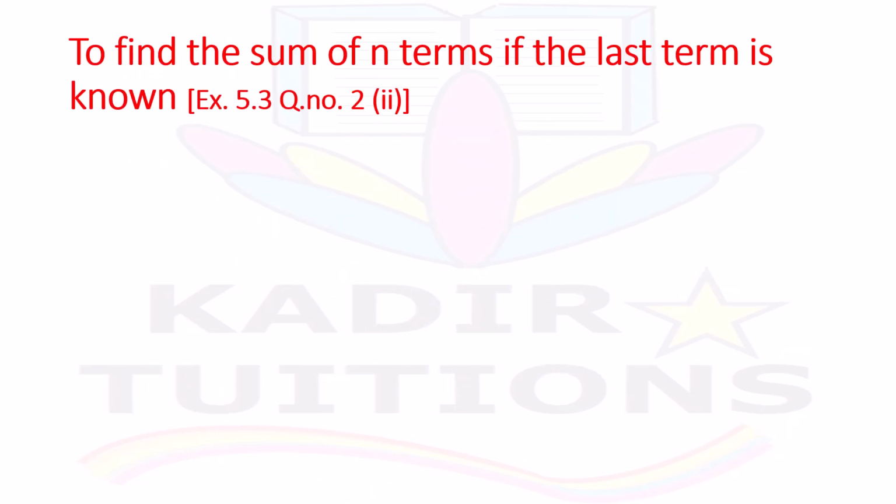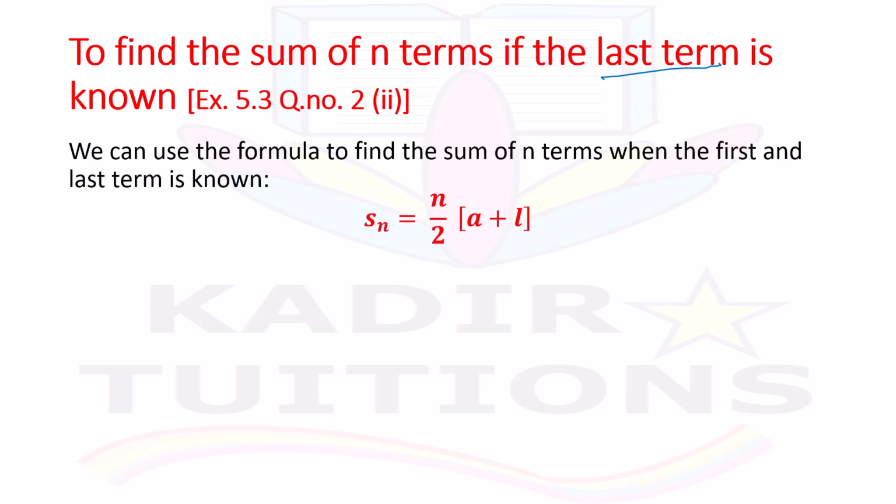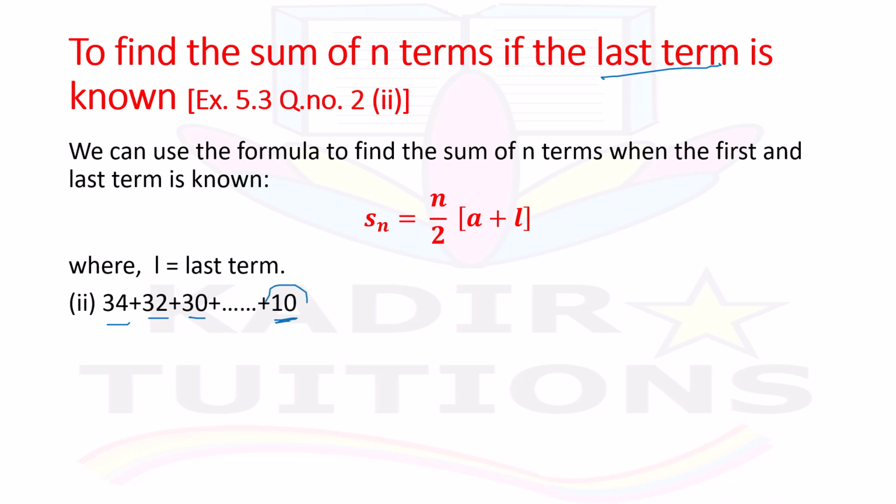The next one is again the summation formula only, but this formula we need to use only if the last term of an AP is given. So this is the formula: Sn equals n by 2 into a plus L, where L is nothing but the last term. So we will have one problem for this. See, the problem is 34 plus 32 plus 30, ending at 10. So the last term is 10. Okay, so L is equal to 10.